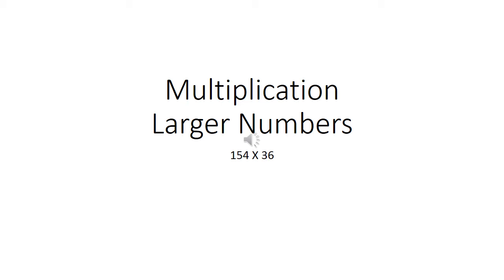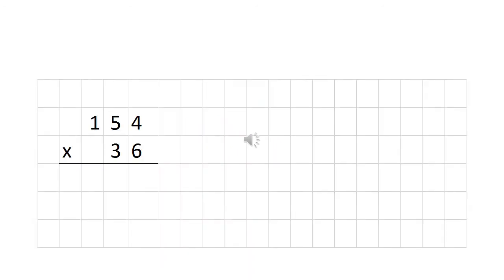In this video, we're going to look at the multiplication of larger numbers. We're going to use 154 times 36 as our example. The first step is to make sure that you line everything up neatly. So the ones are aligned with the ones, the tens are aligned with the tens, and the hundreds are over there.